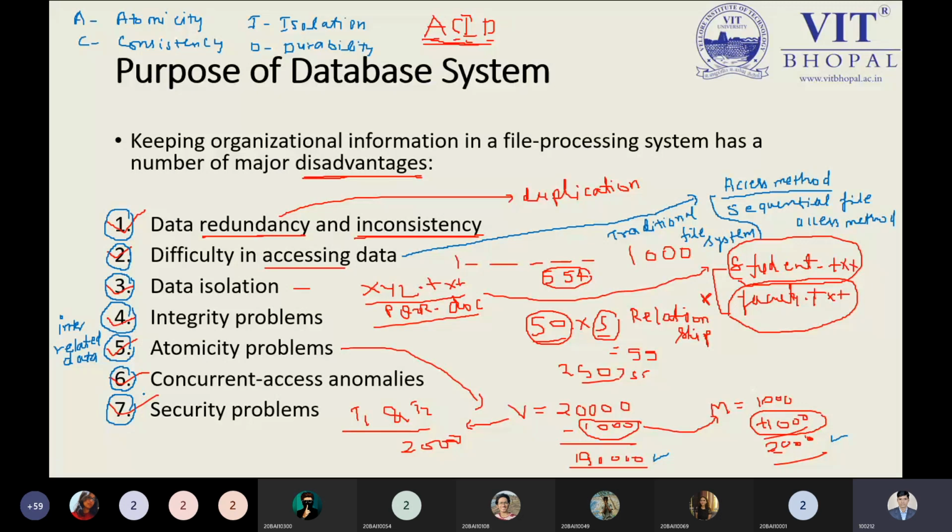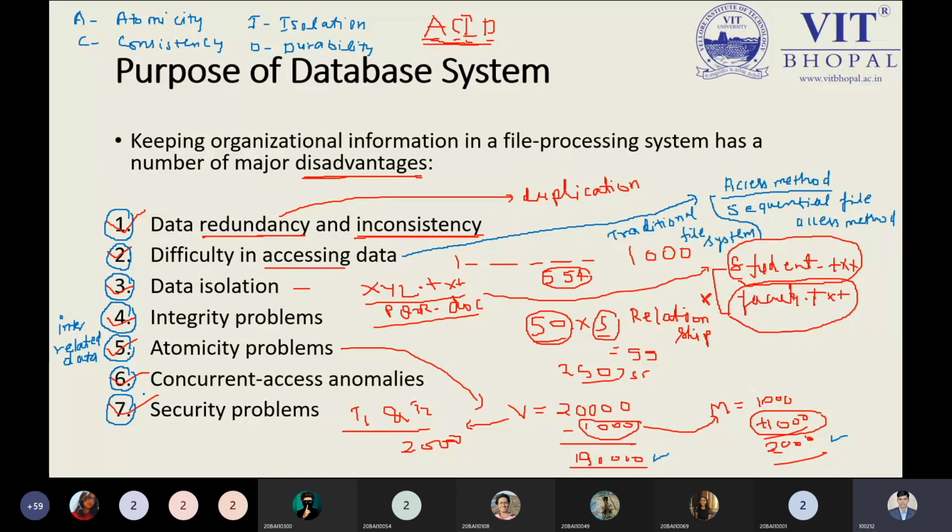So we have a security problem in the traditional file system, and we can't apply security there. We are not talking about folder security software, which is a third-party tool. By default, the database must contain security. Due to this reason, database is the most in-demand application nowadays.